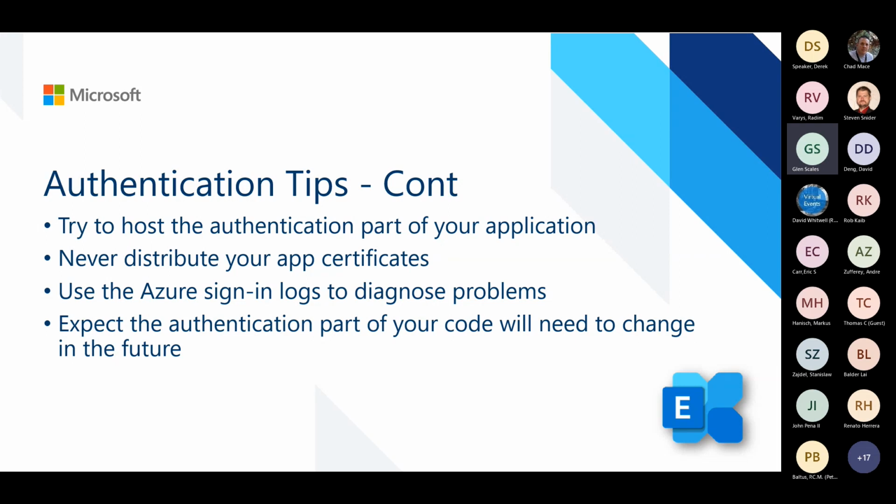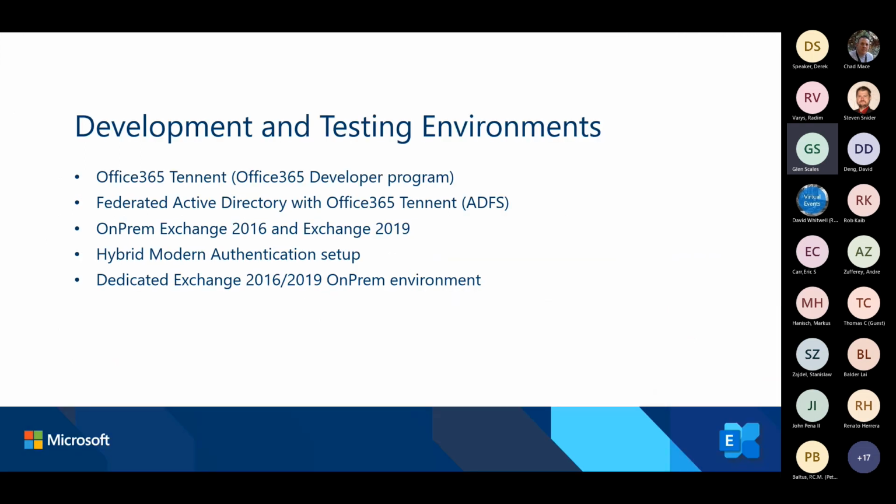Obviously, as I mentioned, they're looking at modern authentication in Exchange on-prem. That's on their roadmap. But even in the cloud, with things like continuous access evaluation, authentication is always changing, and it needs to be a really active part of your testing. If you have an existing application out there, or you're looking to build a new application in the future, it's something you're going to need to actively manage as a developer or as an ISV.